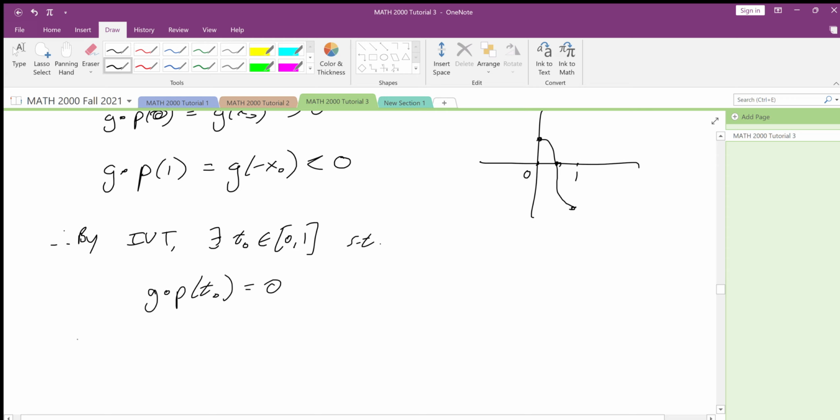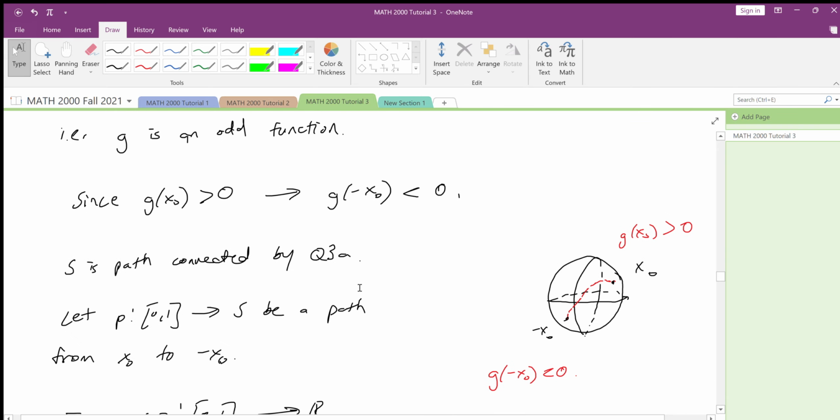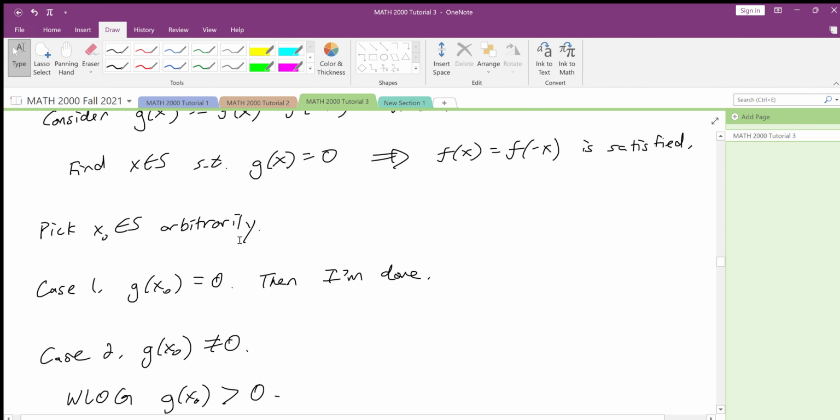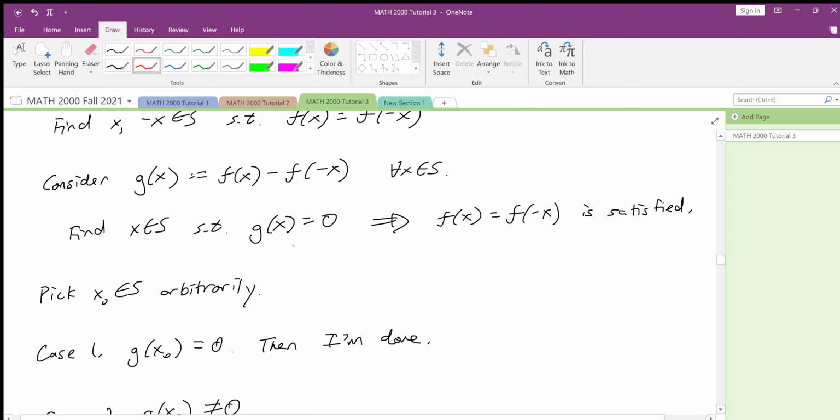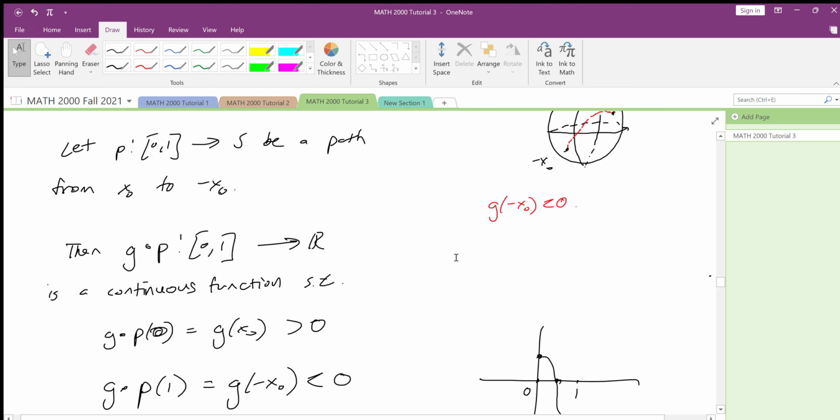So if I allow y to be equal to the point inside S when the path is at time t naught, if I consider that point, then g of y would be equal to 0. And as we said before, our goal is just to find an instance such that g of x is equal to 0. And I've done that. So therefore I'm done.